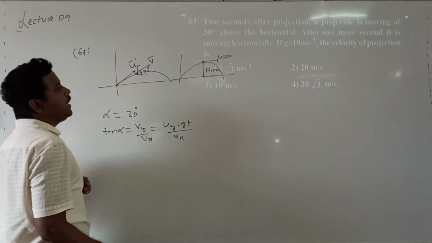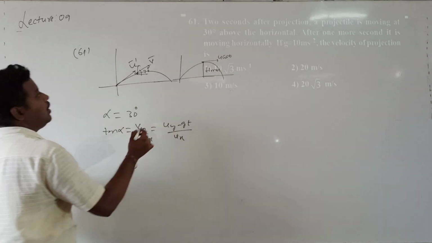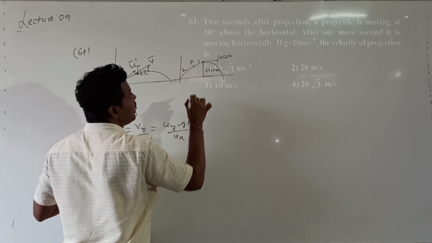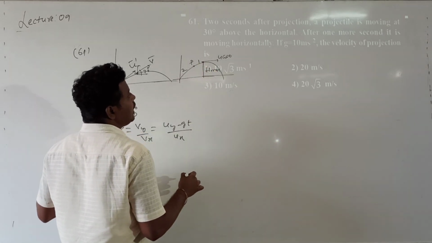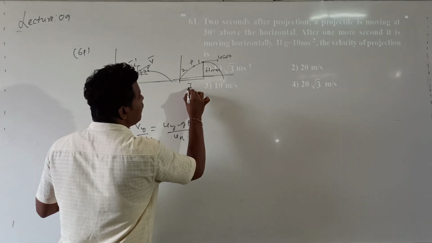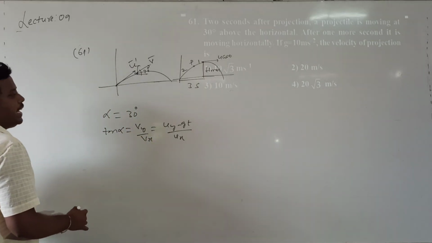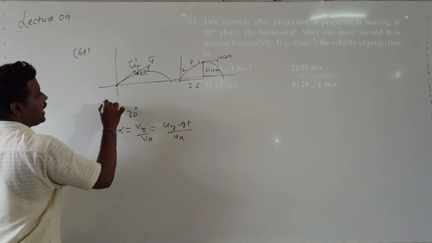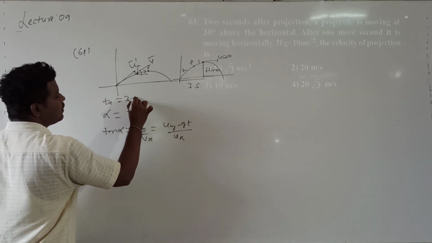What is the total time taken to reach the maximum height? Already before, considering one point P, the time taken is 2 seconds. Here the time taken is 1 second. So what is the total time taken to reach the maximum height? That is the time of ascent. Time of ascent value how much? 3 seconds. So T value is equal to 3 seconds.